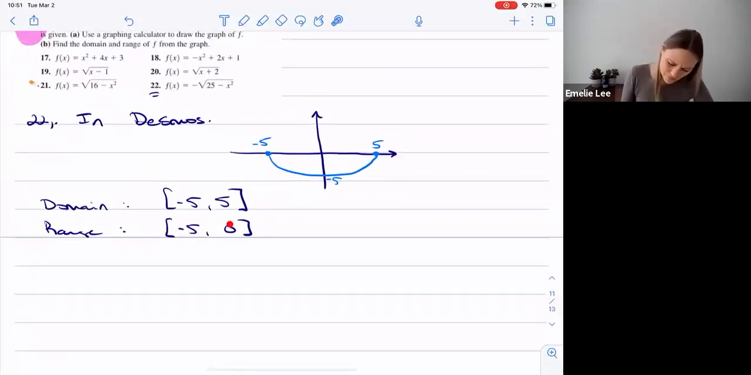Not sure if it's including these endpoints, right? Plug in the values that correspond to this. So here, when x is 0, the root of 25 minus 0 is 5, so -5. Okay, it is including that point.